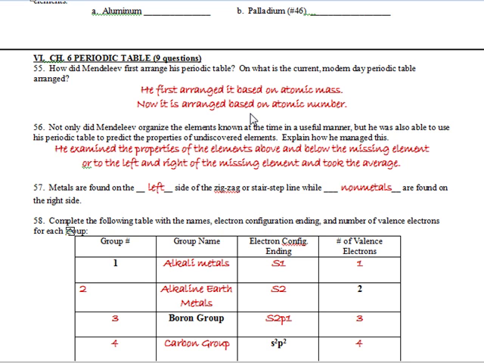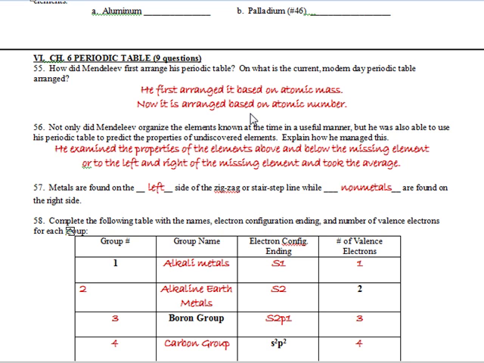Number 56 asks about Mendeleev and predicting undiscovered elements. How did he predict the properties? He gets a lot of credit because he predicted the properties of a few elements. And when they discovered these elements years later, he was right on the money with what he had originally predicted. And basically what he did was he looked at the elements above it and below it, or to the left and the right, and he kind of took the average and took an intelligent guess as to what the properties are going to be.